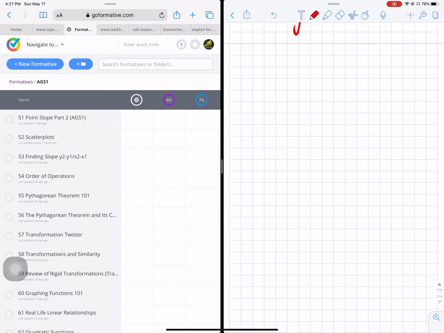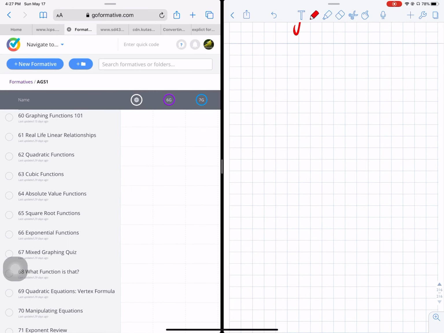So that's it for this video, and I'll tell you what's coming up next is a whole bunch of graphing. We're literally going to do all the functions: absolute value functions, square root functions, cubic functions. These are all coming. Next week's video will be all about that.